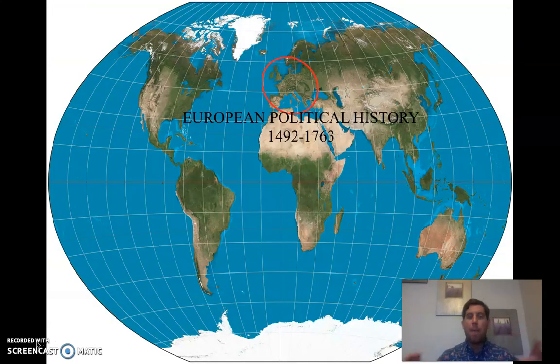On our map, we're going to be mostly focused on the European continent for our background, because I envision this background to be mostly a discussion of European political history from 1492, from Columbus's voyage, straight through 1763, which is the end of the 7 Years' War, or the French and Indian War, as it's known in North America. So we do look at North America. We'll also talk about the Indian subcontinent a little bit, but for the most part, this political background is focusing on the European continent.